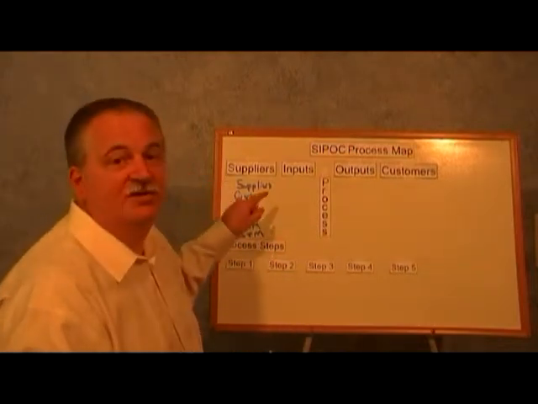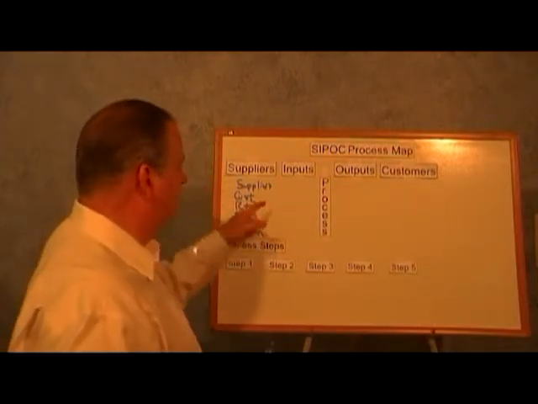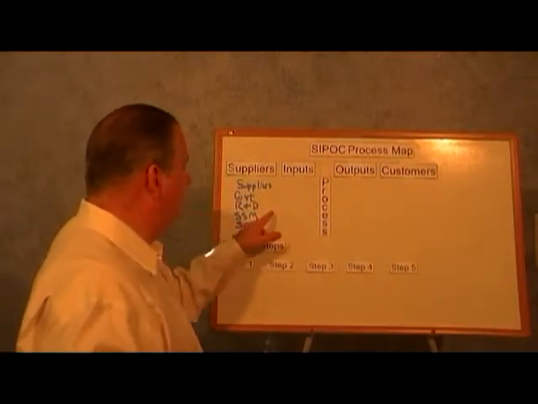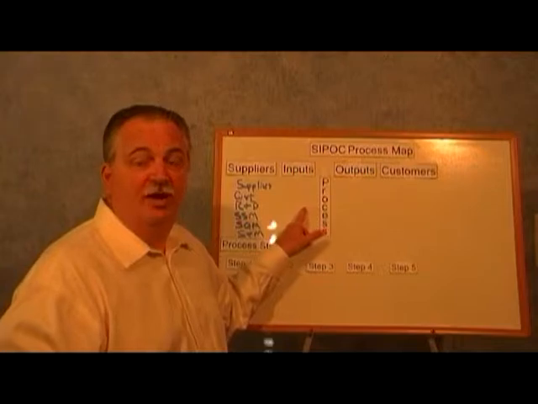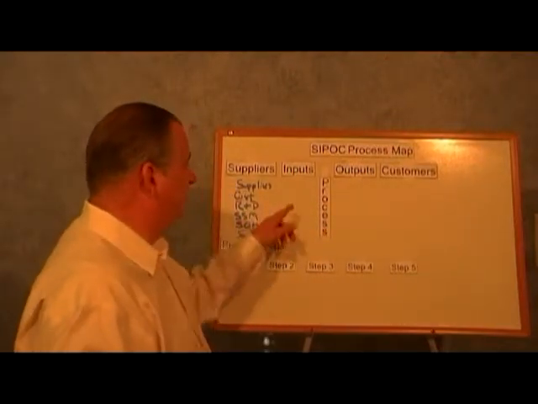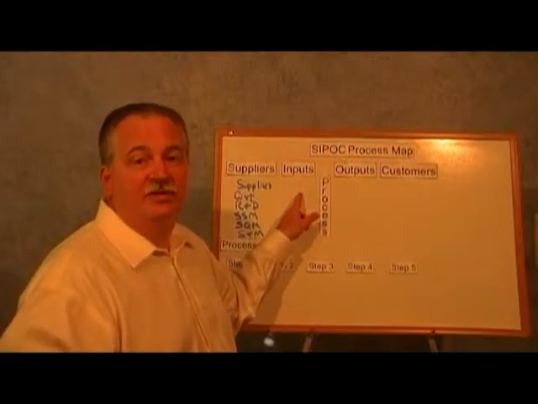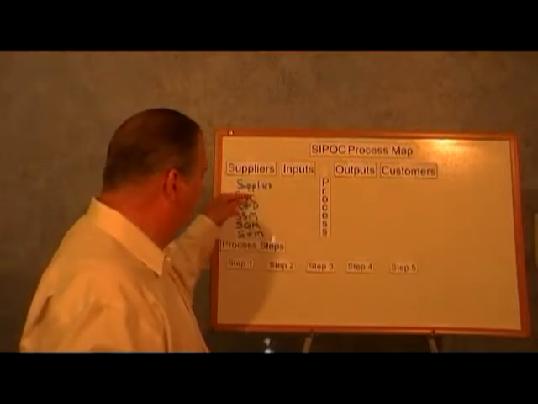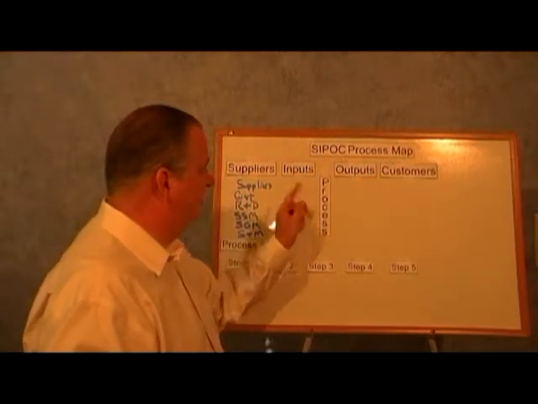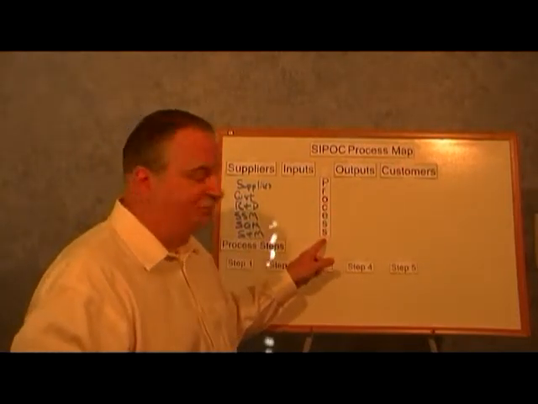And then we take a look at what is it that they give us. Well, the customer is probably going to provide us with demand and requirements. R&D may be providing us with some new products that we're going to be selling. The suppliers are going to provide us with their ability to produce whatever it is that we need them to supply to us. These are inputs that all jump into our process.